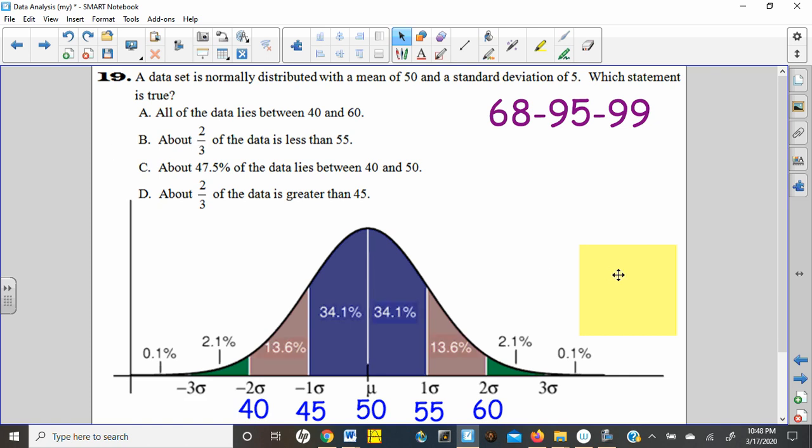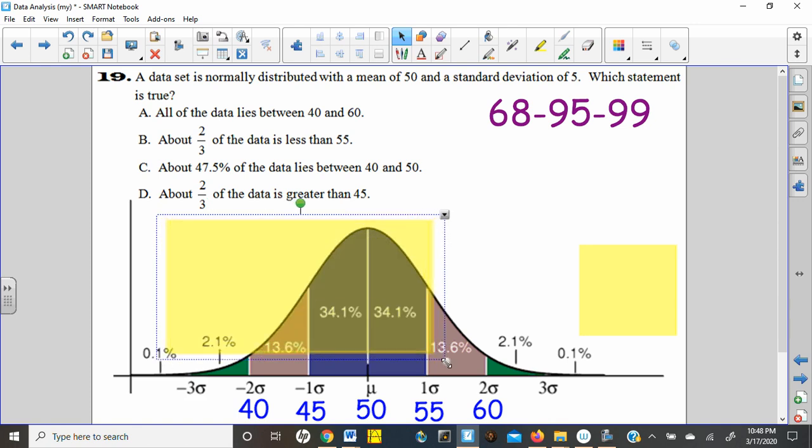2/3 of the data is less than 55. Well, remember, 68% of the data, a little more than 2/3, is just between one standard deviation. That would just be between 45 and 55. So when we drop below 45, we're adding to that. So it's going to be significantly above 2/3. So that can't be right either.